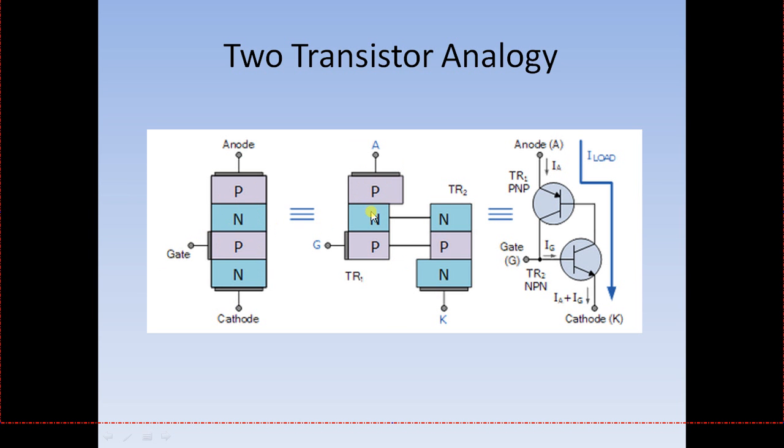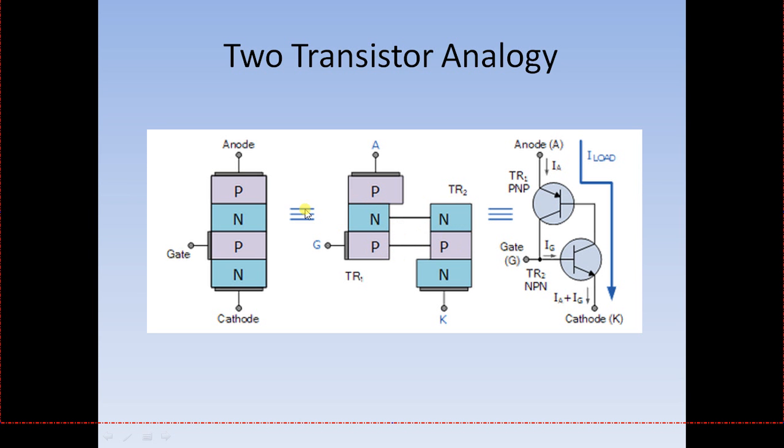This is the first transistor. This is the second transistor. The first transistor TR1 is a PNP transistor. TR2, the second transistor, is an NPN transistor. Okay, so we can now see that the base of TR1 is connected to the collector of TR2. Similarly, the base of TR2 is connected to the collector of TR1.